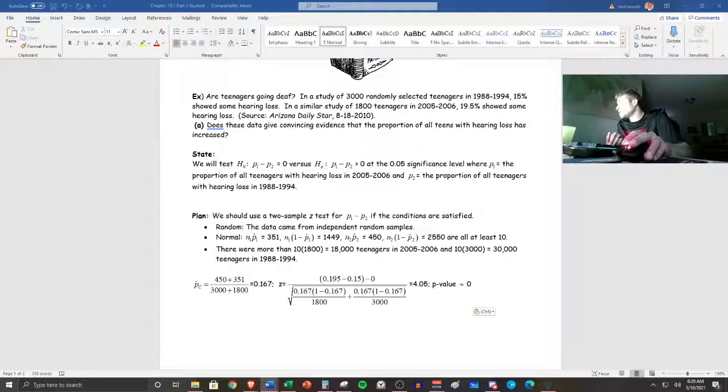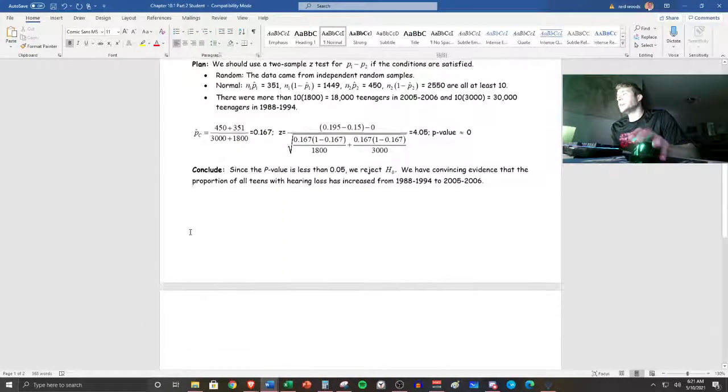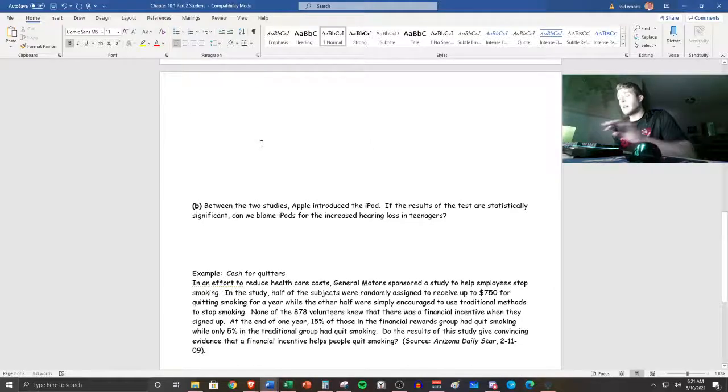So we're going to do a conclusion. Okay, we're going to do this conclusion. We'll write this out now. An AP test, that's definitely what you want to do. So since the p-value is less than 0.05, we reject H0. We have convincing evidence that the proportion of all teens with hearing loss has increased from 1988 to 1994 to 2005 to 2006. Okay, that's what that's saying.